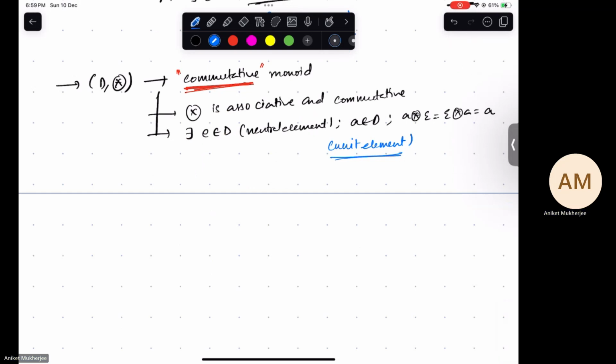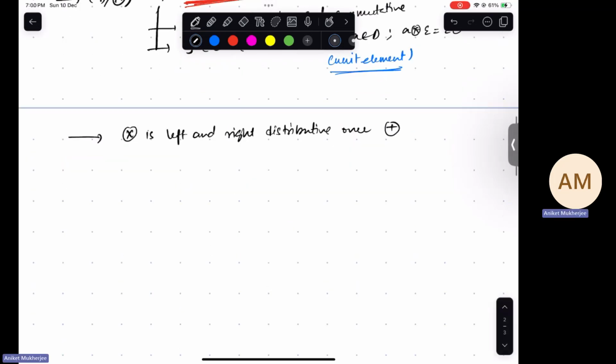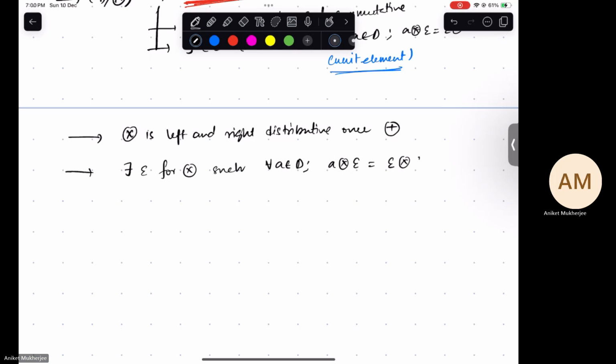So yeah. Next, the third one is that the product is left and right distributive over the sum. We saw last time what this means. Then there exists epsilon for the second binary operator such that for all A belongs to D, A times epsilon is equal to epsilon. So this is known as the absorbing element.